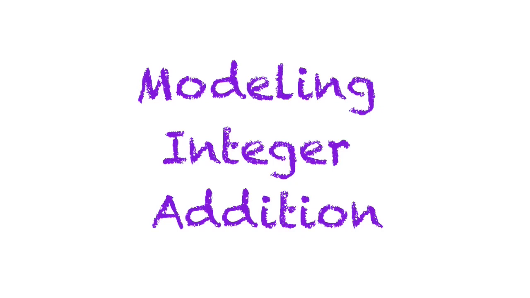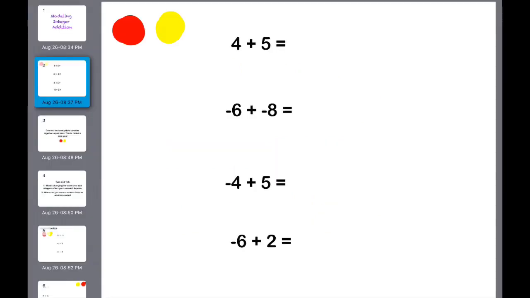So as we begin today, we are going to look at some examples of how we model adding negative and positive numbers using counters. So here we have several examples. The first one is really simple. It is an example that we might have seen in first grade. We're starting with a simple example because it gives you a good understanding of how the counters are used for adding integers. So we have positive 4 and positive 5.